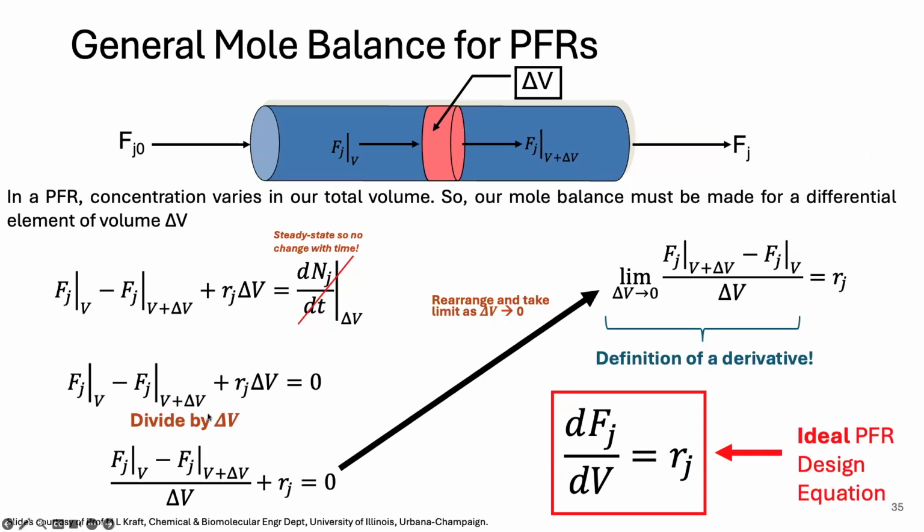We can rearrange and then divide by delta V. And ideally, we want these differential volumes to be as small as possible. So if we make that differential volume go to 0, then we see what should look familiar to us as the definition of a derivative, okay, of F with respect to V. Okay, and so we can rewrite that as dFj/dV is equal to rj. And this is what we would call the ideal PFR design equation.